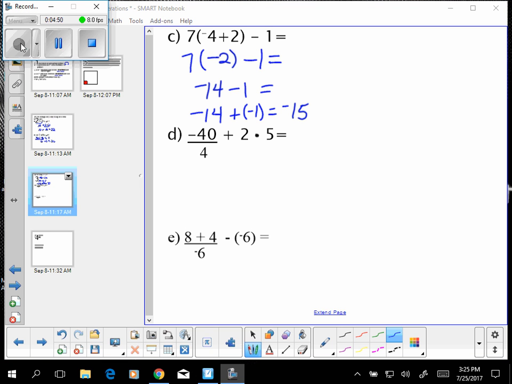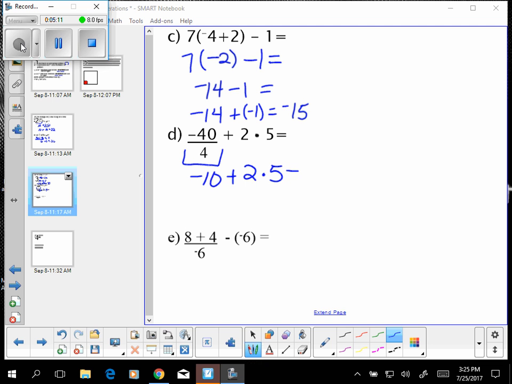When I look at example D, I ask myself, do I have parentheses? No, I do not. Again, there will be no exponents in this lesson, so I'm down to multiply and divide in order from left to right. I have a division to do right here, and that's negative 10.